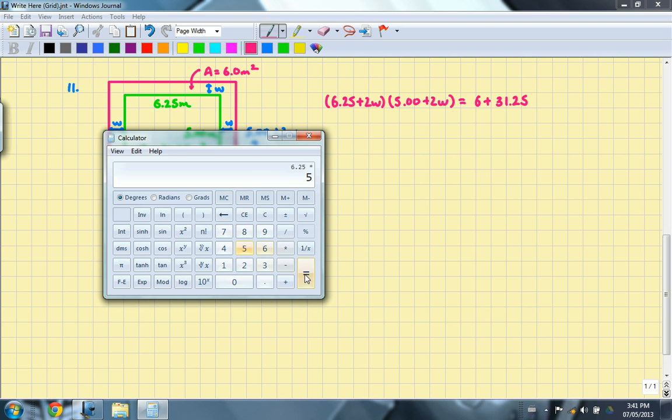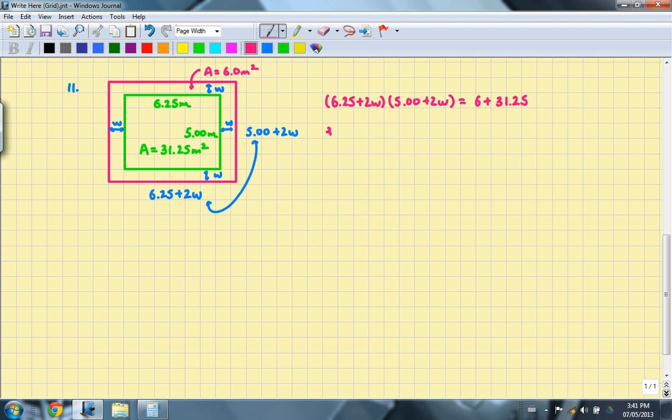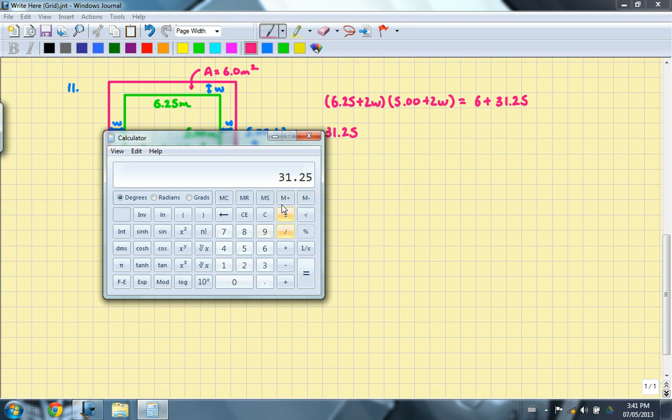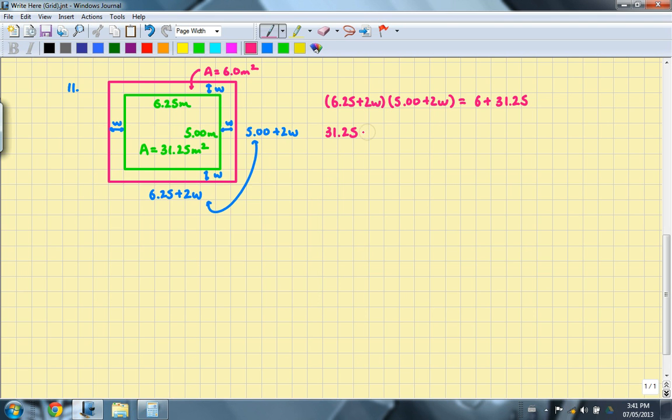6.25 times 5 is going to be 31.25. That is expected because the dimensions here are the dimensions on the inside. Second part is going to be the outside, so 6.25 times 2 is going to be given as 12.5w. Similarly, on the inside, 2 times 5 is going to give us 10w. And then finally, 2 times 2 is 4.